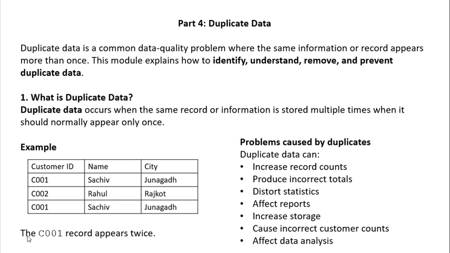So this is duplicate data, and the C001 customer ID record appears twice. The problem caused by duplicate data is that it can increase record counts, produce incorrect totals, distort statistics and reports, increase storage, cause an incorrect customer count and affect the data analysis.